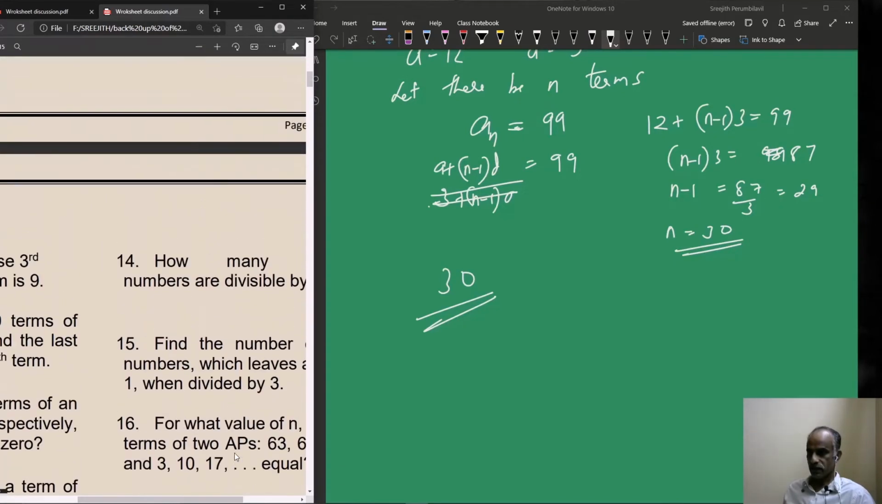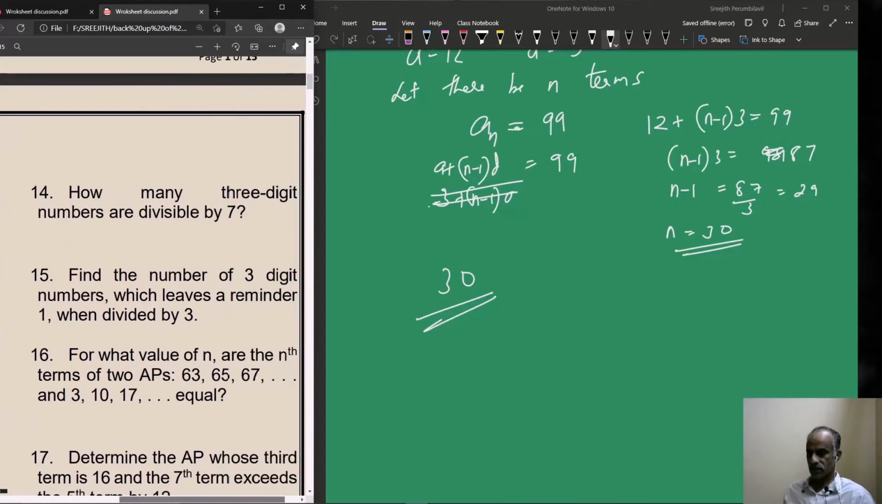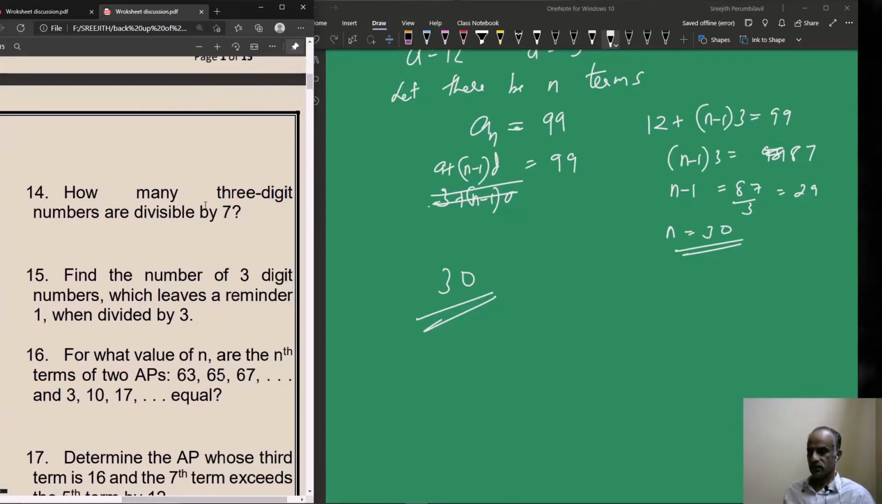Next question. Same type of question: how many 3-digit numbers are divisible by 7? First you will find the smallest 3-digit number and the highest 3-digit number, then you find out which of them are divisible, then form it, show that it's an AP, then we proceed. After that we will go for the next question.